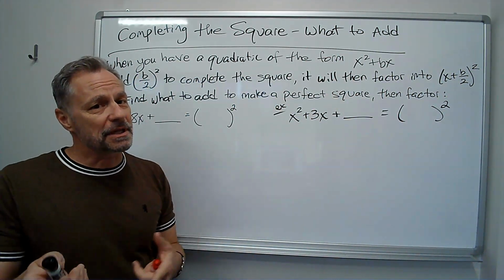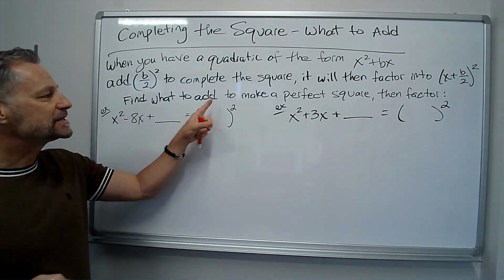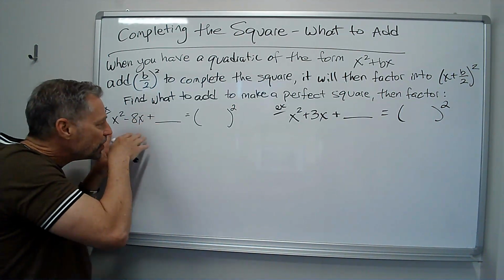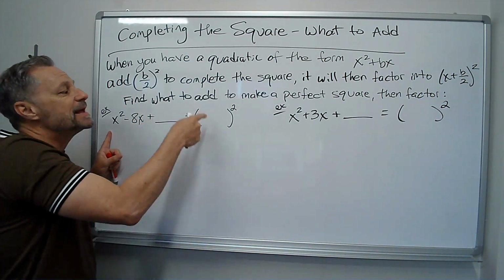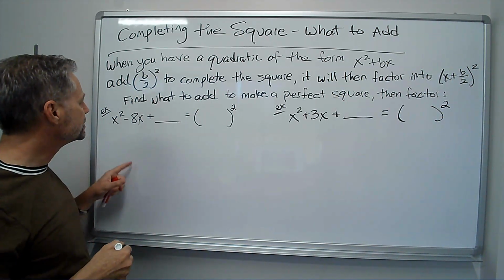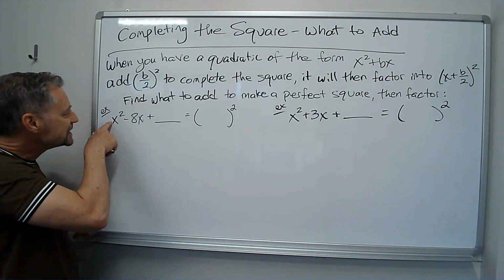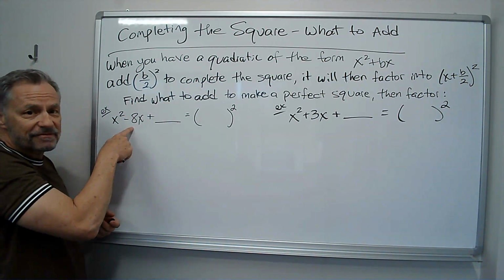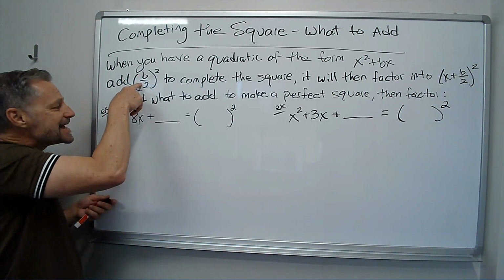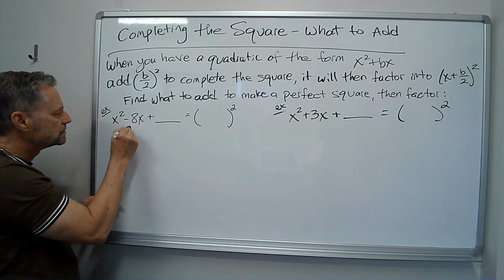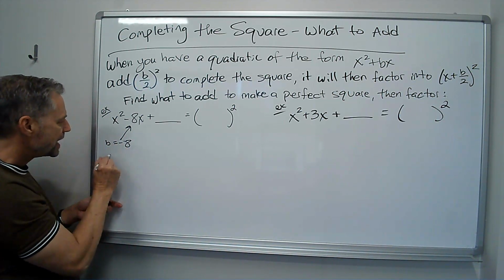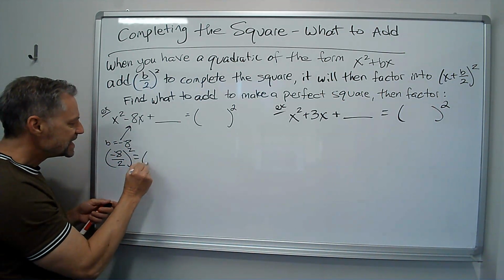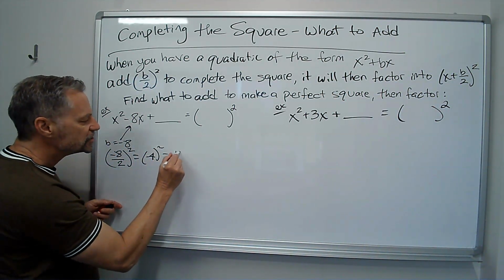Sounds kind of complicated, but let me show you a couple examples. Find what to add to make a perfect square, then factor. So I've got x squared minus 8x, and I want to figure out what to add to make it a perfect square, and then how that's going to factor out. Well, it's in that form: x squared plus bx. The b is going to be negative 8. So I take that b, negative 8, divide it by 2, and square it. Well, that's negative 4 squared, which is 16.